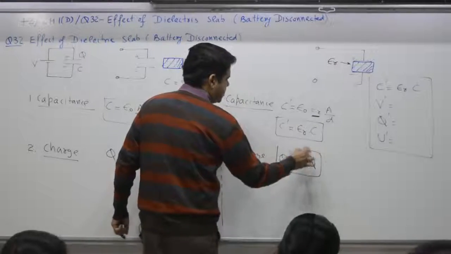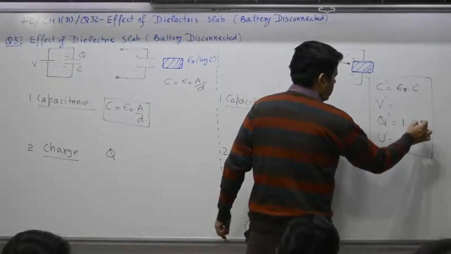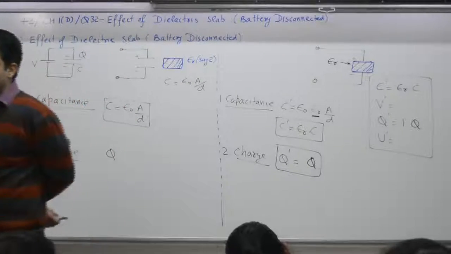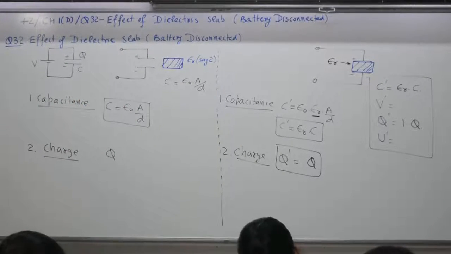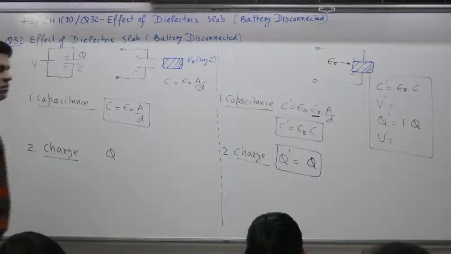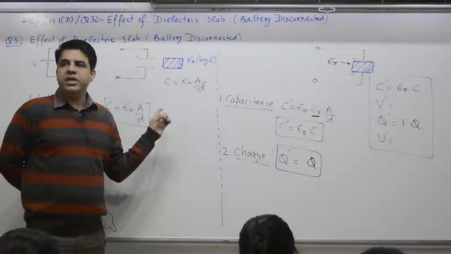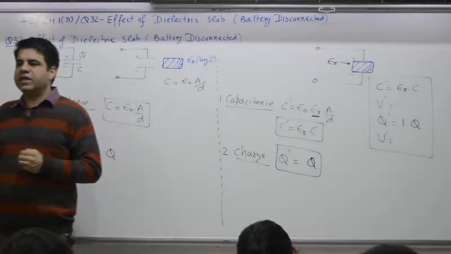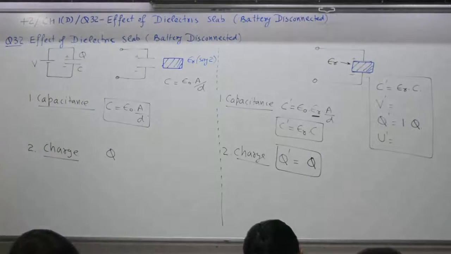Q dash is equal to Q. 1 minute to write. For current to flow, what is the condition? Circuit should be complete. For charge to flow, the condition is the circuit should be complete. That is why charge remains same.